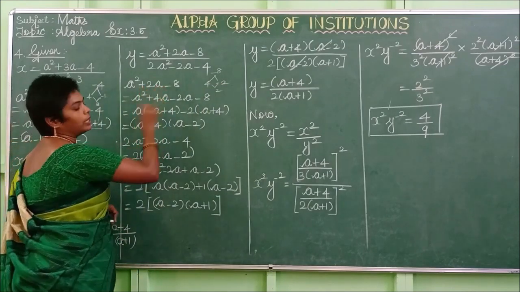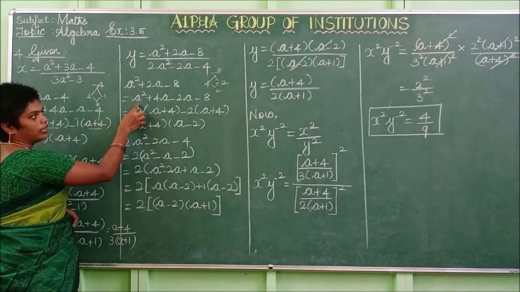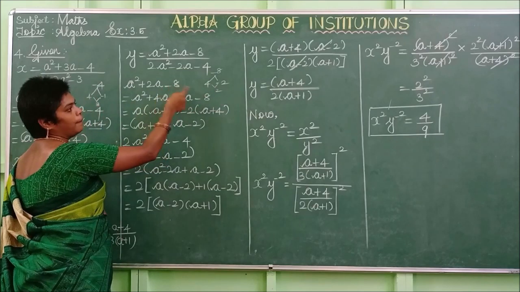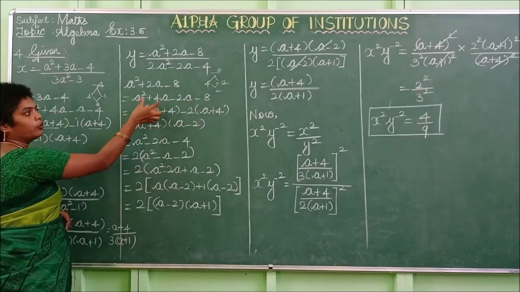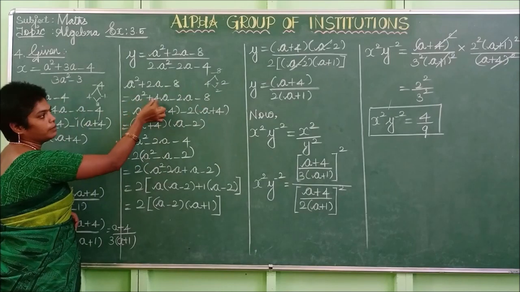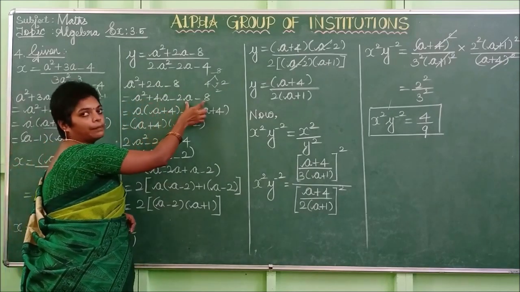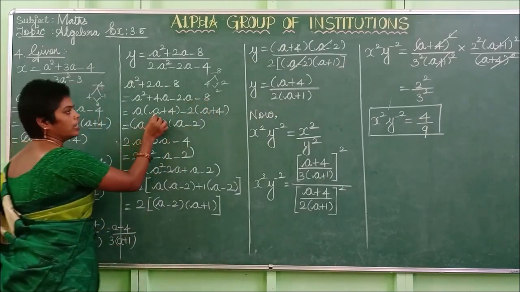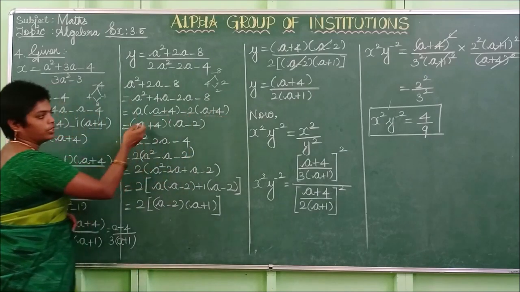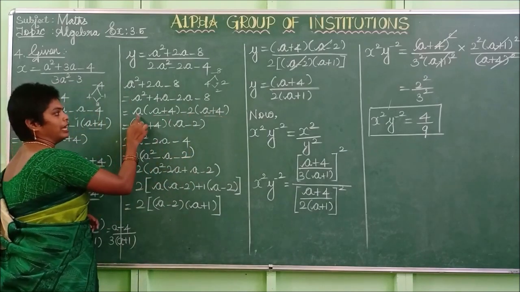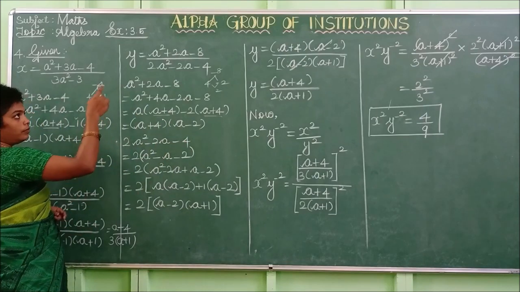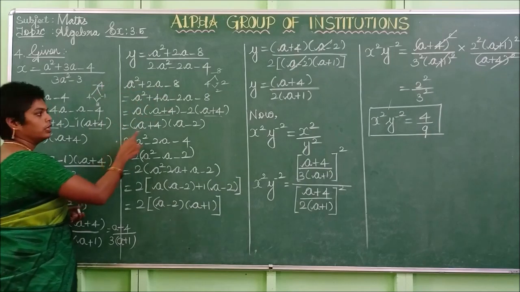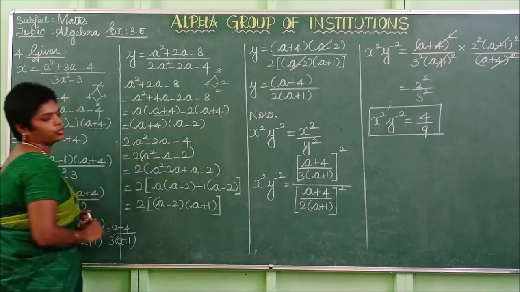So separate the center term and rewrite a square the same. This middle term 2a can be written as 4a minus 2a, then minus 8. From these two terms you can take a as common. The remaining term is a plus 4. Similarly, you can take minus 2 from these terms. The remaining value is a plus 4. Here also a plus 4 and here also a plus 4. Take a plus 4 as common. The remaining value is a minus 2. So a square plus 2a minus 8 has the factors a plus 4, a minus 2.